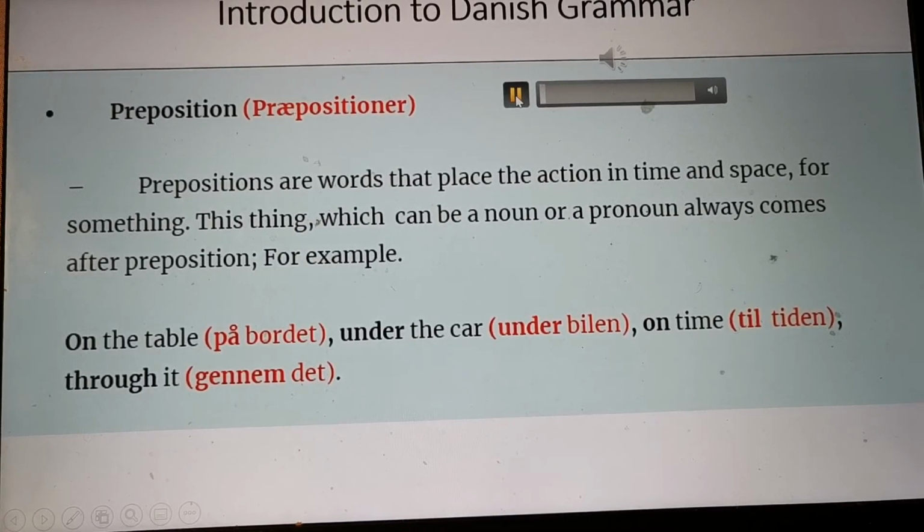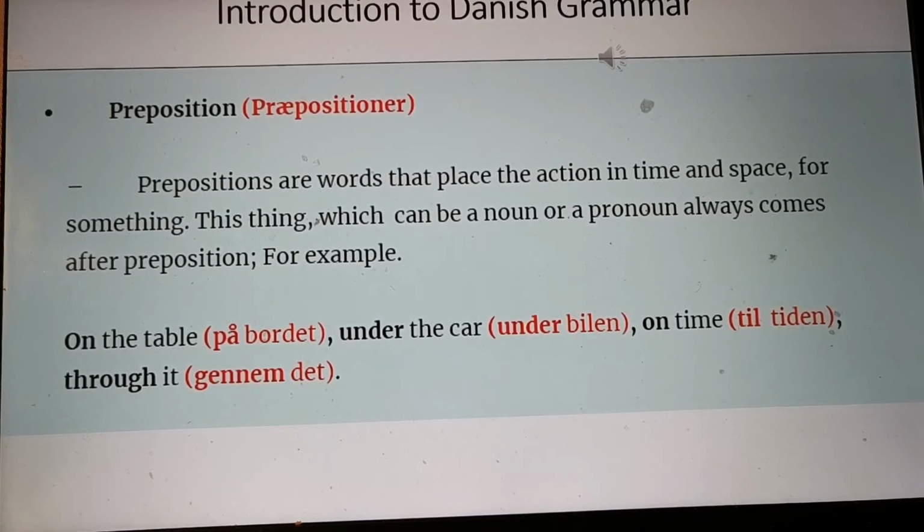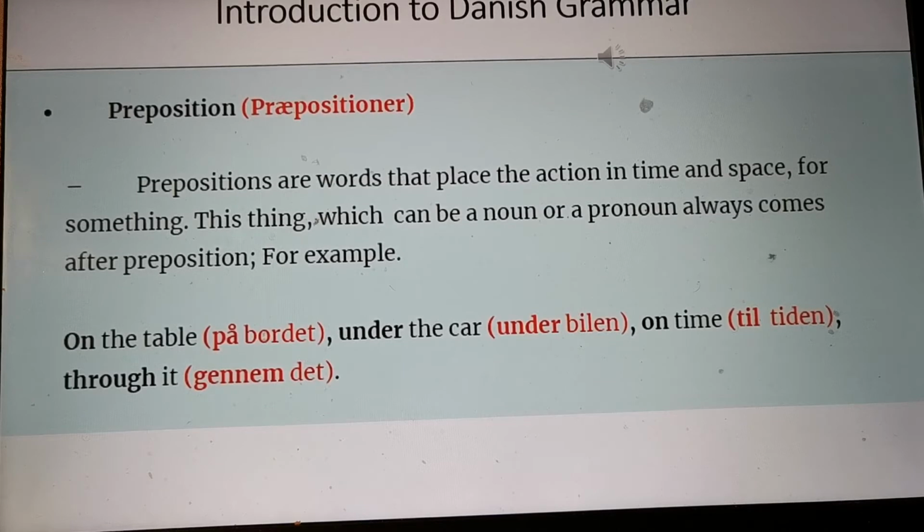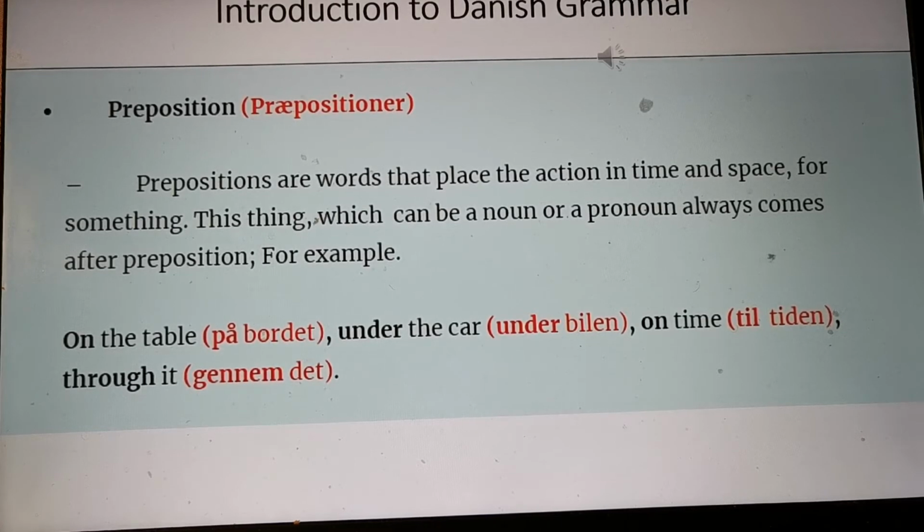The next part of speech to introduce is prepositions. In Danish, prepositioner. Prepositions are words that place the action in time and space for something. This thing, which can be a noun or a pronoun, always comes after the preposition. For example, on the table, in Danish, på bordet. Under the car, in Danish, under bilen. On time, in Danish, til tiden. Through it, in Danish, gennem det.